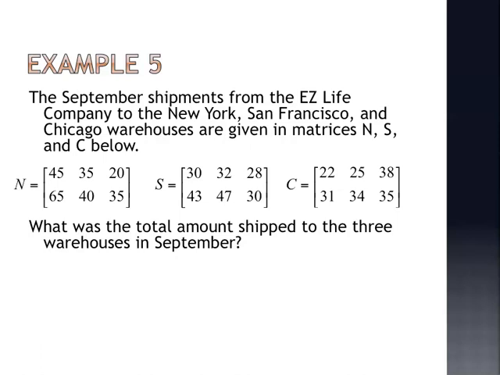Well, to find that, all you have to do is add all 3 matrices together. So we get 45 plus 30 plus 22 is 97, 35, 32, and 25 is 92, and so on. And you can do that to find the total amounts that were shipped in September to all 3 warehouses.